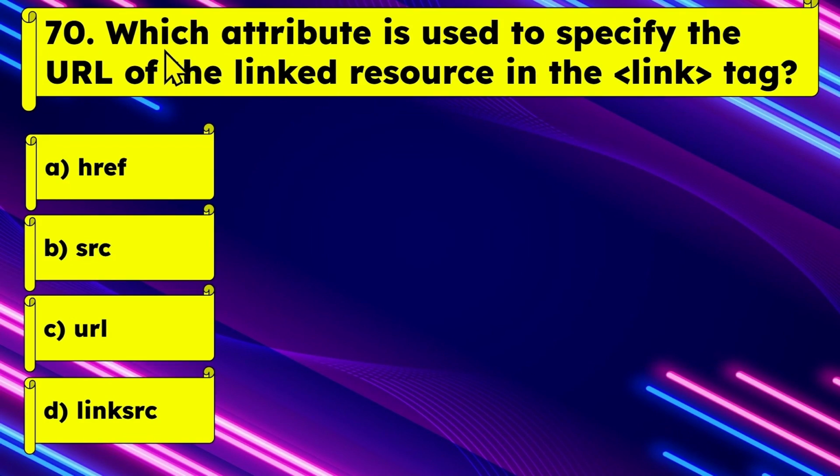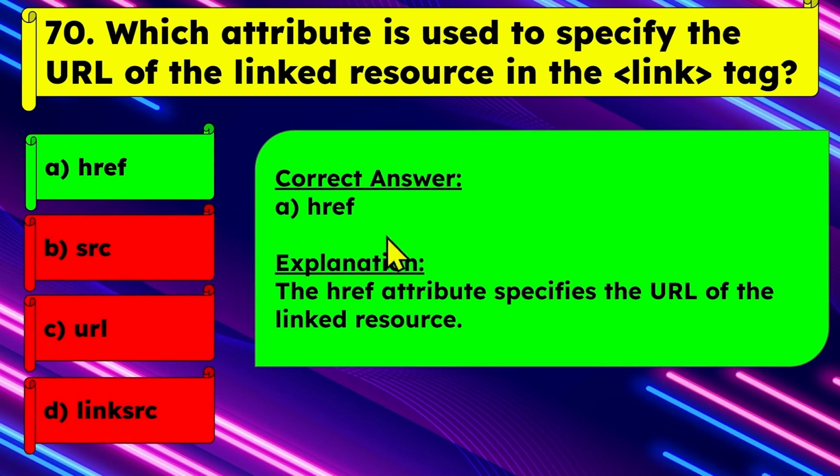Next question is, which attribute is used to specify the URL of the linked resource in the link tag? Option A, href, option B, src, option C, URL, or option D, link src. So here the correct answer is option A, href. You can see the href attribute specifies the URL of the linked resource.